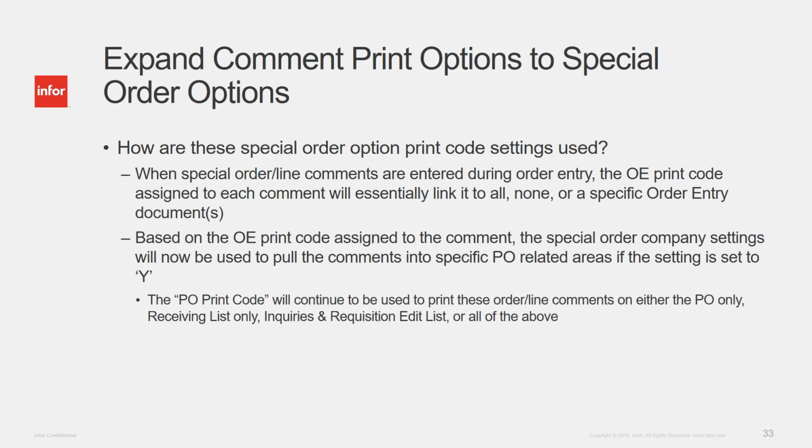How are these special order print code settings used? Well, an additional note here. During the design, it was discovered that there was a pre-existing oops when checking the PO print code to determine when comments should display on the requisition edit list. Basically, it wasn't quite working correctly. So we fixed it, so now it's working correctly. If it looks different when you print it, it's because it's better than it was. Based on the settings now, we're going to go out, grab the comments, and bring them across to special orders and through to the purchase order appropriately.